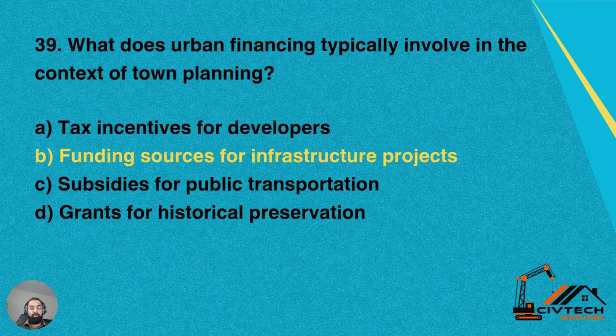39. What does urban financing typically involve in the context of town planning? Urban financing. Number A, tax incentives for developers. Number B, funding sources for infrastructure projects. Number C, subsidies for public transportation. Number D, grants for historical preservations.